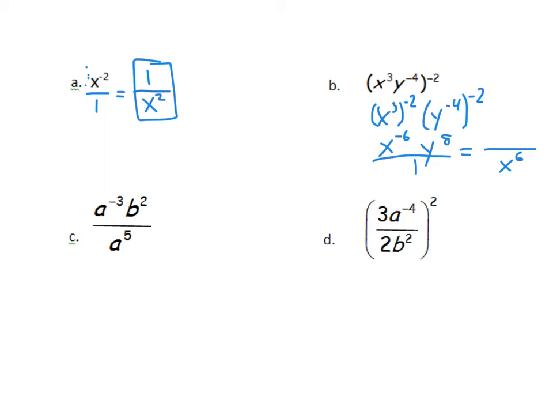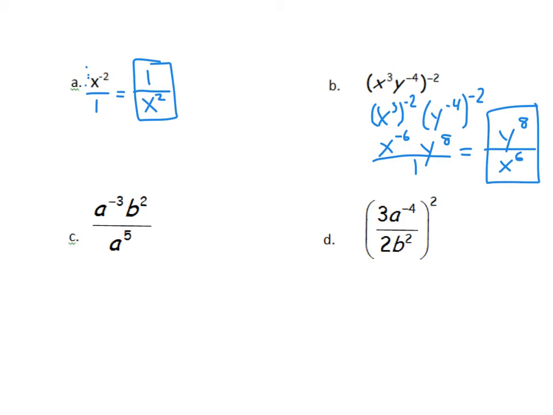And the y to the 8th does not have a negative exponent, so we leave y to the 8th where it is. This 1 right here, if we wanted to, we could write this 1 right here, but it's not needed. This is our final answer. We cannot simplify things that have different bases, like x and y.